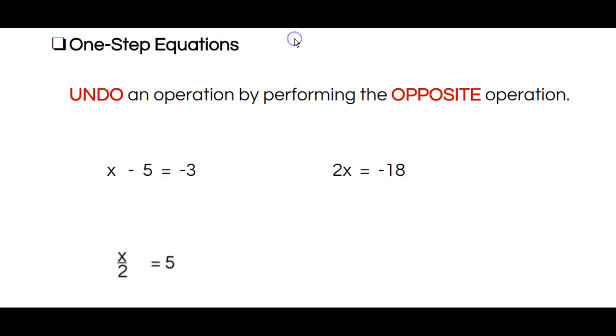Okay, so in the same way, I can look at this next example and say, well, I want to get my x all by itself, and so that means I need to get rid of this divided by 2 business. So I'm going to multiply by 2. And whatever I do to one side, I do to the other side. And so now that allows me to cancel out my 2 and my 2. And so 5 times 2 gives me a value of 10 for my variable. So x in this case is equal to 10.